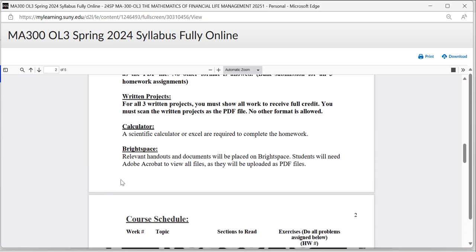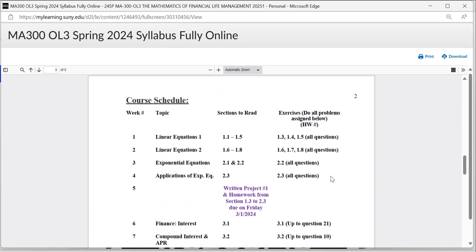And all the course documents will be placed in Brightspace. I will give you some introduction in a second, like lecture videos and PowerPoint, all that stuff. You will need to have Adobe Acrobat to view all files because they are uploaded as PDF files. Okay, now let's look at the next item, which is course schedules.